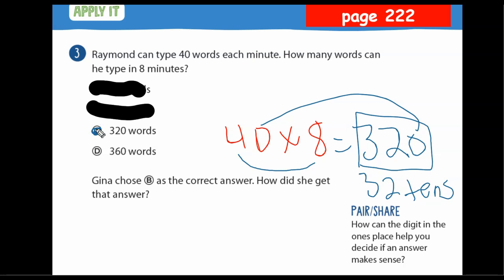Okay, C. However, it says that Gina chose B as the correct answer. How did she get that answer? How did she get 48? She had the 4 and the 8, so she just put those together. True. Lena? She added. Are we supposed to be adding? No, this is a multiplication sign, okay? That's a multiplication sign. All right?